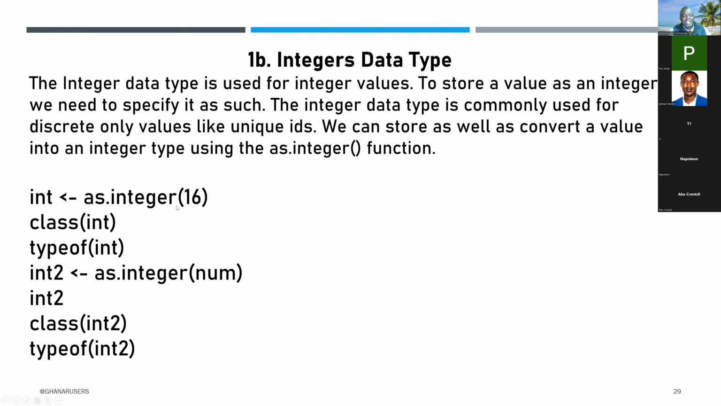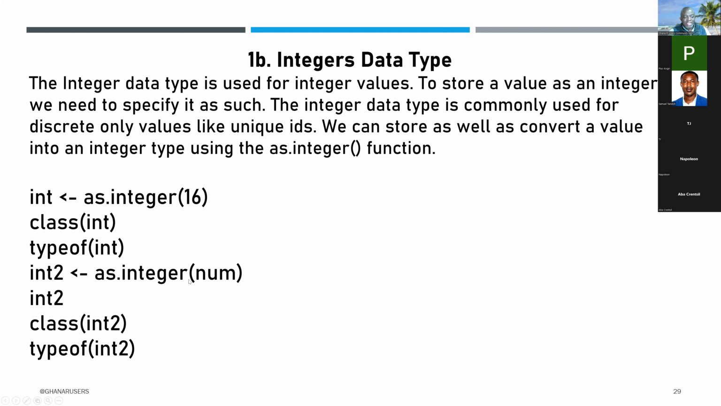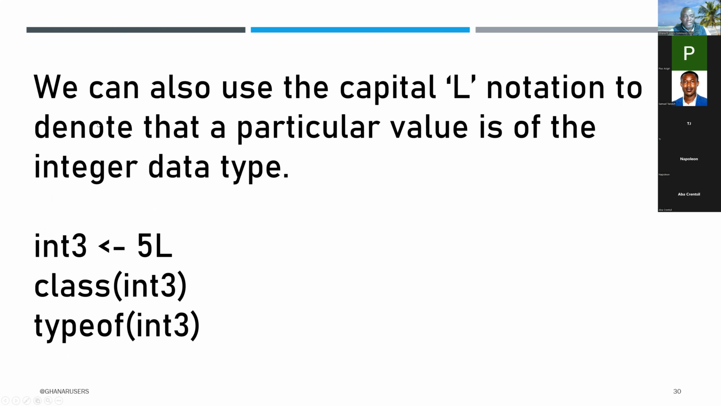As soon as you say as integer, that creates an integer for you. So the number we created here, now I want to create it as an integer. It's also given here. Another common way of creating an integer is to use the capital letter L to denote that the value is an integer data type. So if I say int 3, 5L, when I print, it will print 5 without the L, because R knows that L means you are creating an integer.